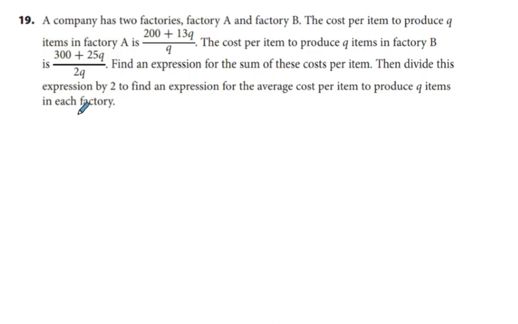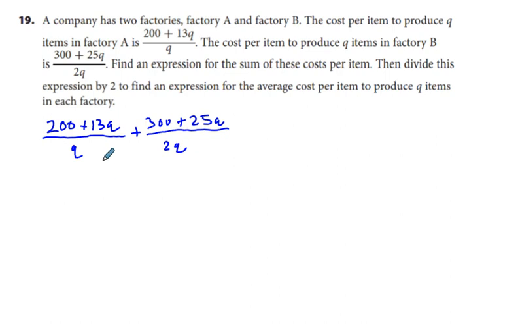So anyway, what we have here is two fractions that we're going to be adding together. Now, how is this a real world problem? Maybe not, but there could be similar ones. To add these together, we get (300 + 25Q) over 2Q.